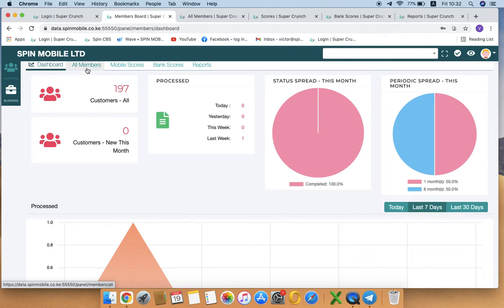One handling the members who are the customers, the end users who forwarded the statements. If you want to see the mobile money statements that have been analyzed, you can come to mobile scores. And if you want to see the bank statements that have been analyzed, you come here. And you can also get the reports.